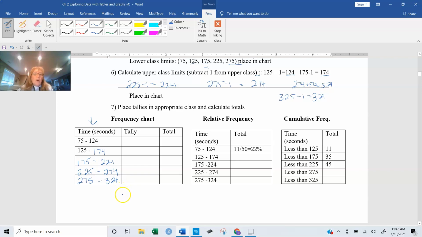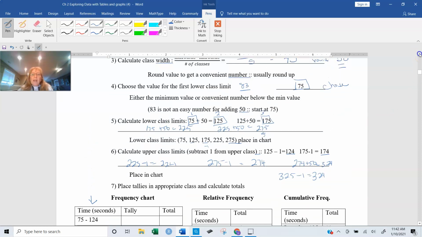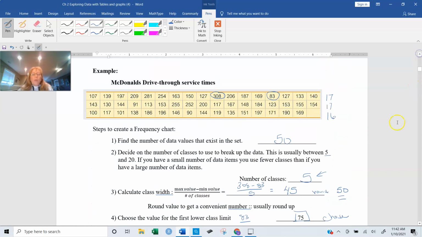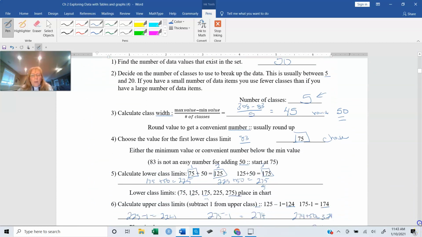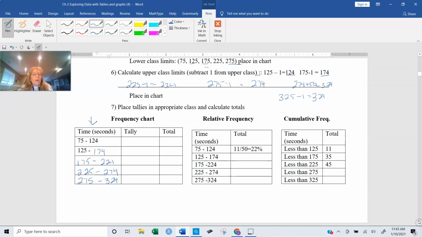Your next job is to go up to your McDonald's values and actually put in the tallies. So we go up here and you're tallying as you go. And we have 107, 139, 197. So 107 goes into which group? Well, 107's here. There's my first tally. And then you look at 139. Well, 139 falls here, and you cross it off. 197 falls here, and you cross that off. Okay, pause and do your tally marks, please, and add them up.